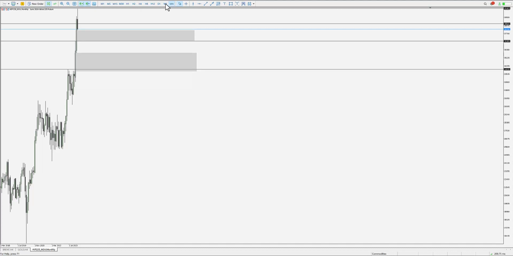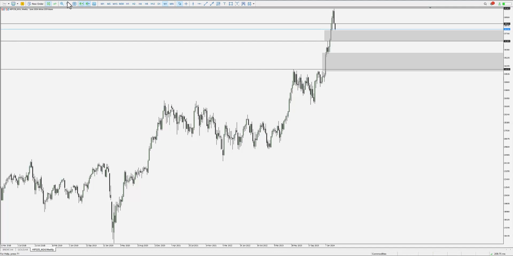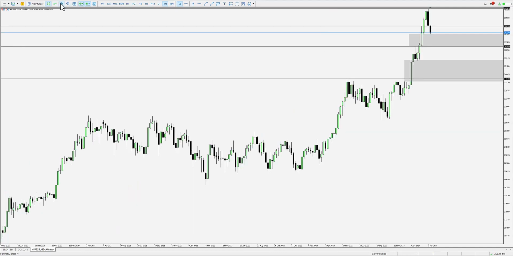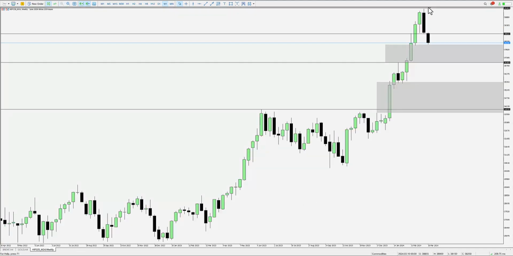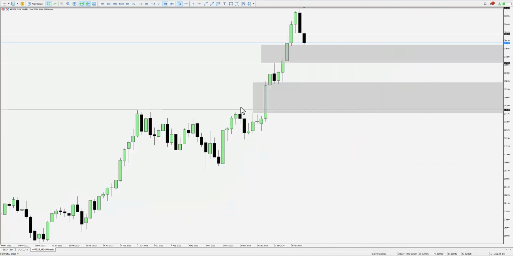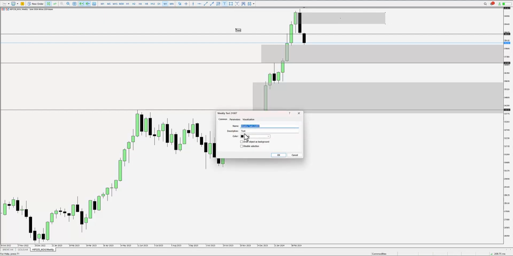So I'm going to go to the weekly chart, right? On the weekly chart, you can see what we have there. We've got our bearish order block.